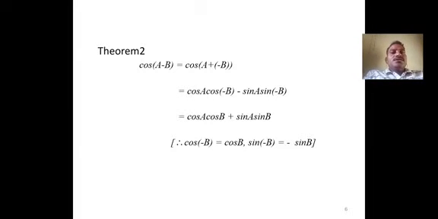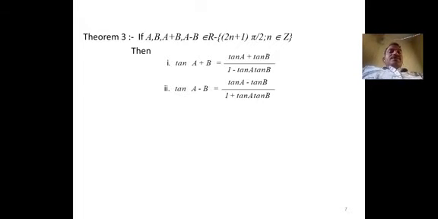Now, with the help of these two, tan of A plus B. Tan of A plus B is equal to tan A plus tan B by 1 minus tan A tan B. And also here tan of A minus B is tan A minus tan B by 1 plus tan A tan B.